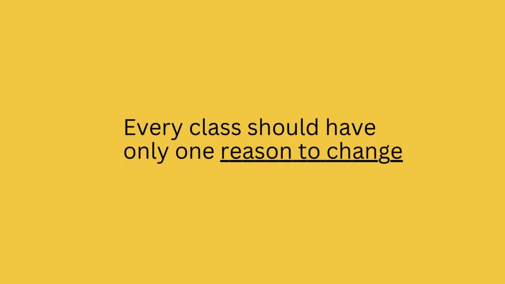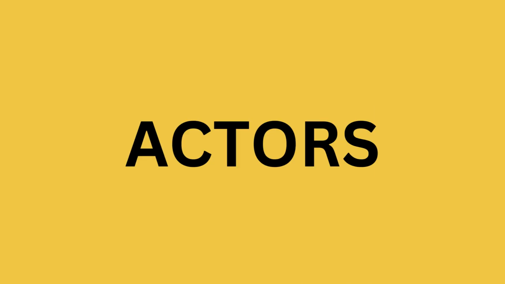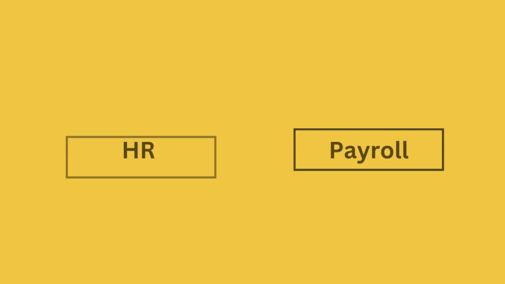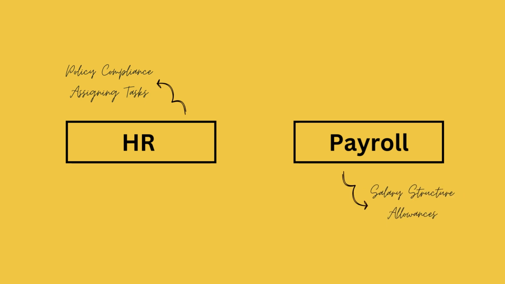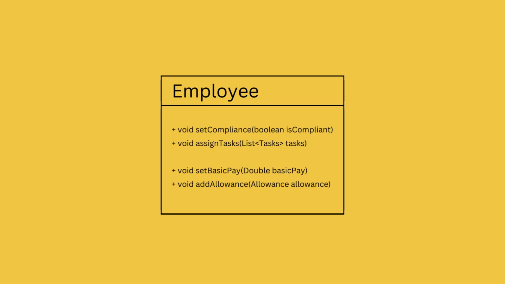Now, to understand the concept of responsibility or reason to change, we need to understand the concept of actors. Consider an organization with two departments, the HR department and the payroll department. The HR team would be responsible for ensuring policy compliance of employees, assigning tasks to them, etc. And the payroll team would be responsible for defining the salary structure of the employees. And evidently, both these departments would be interested in the employee class.